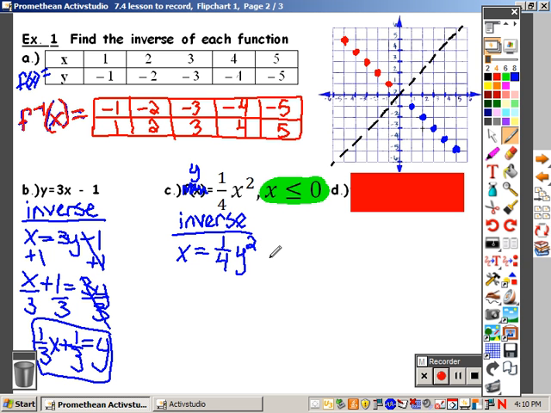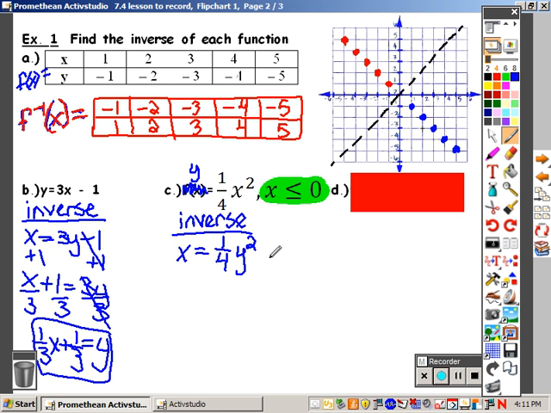Okay, well that's the first step, switch x and y. What's the second step? Get y by itself. So, how do I get y by itself? I need to get rid of the 1/4. So what's happening between the 1/4 and the y squared? Multiplication. Well, how do you undo multiplication?